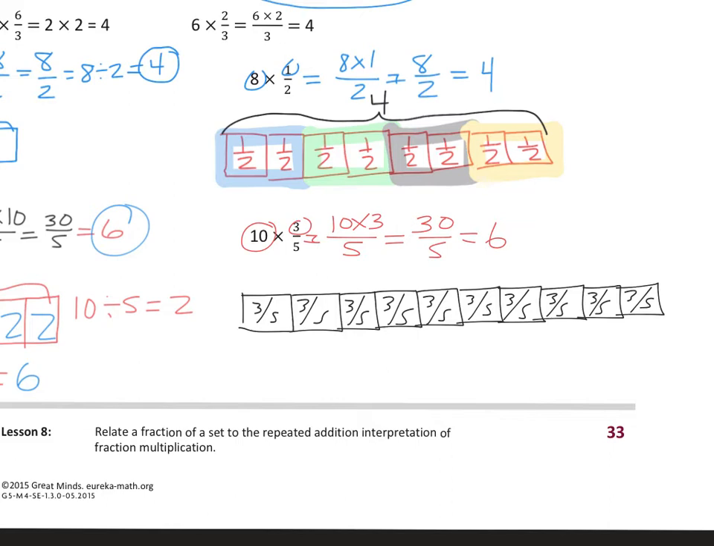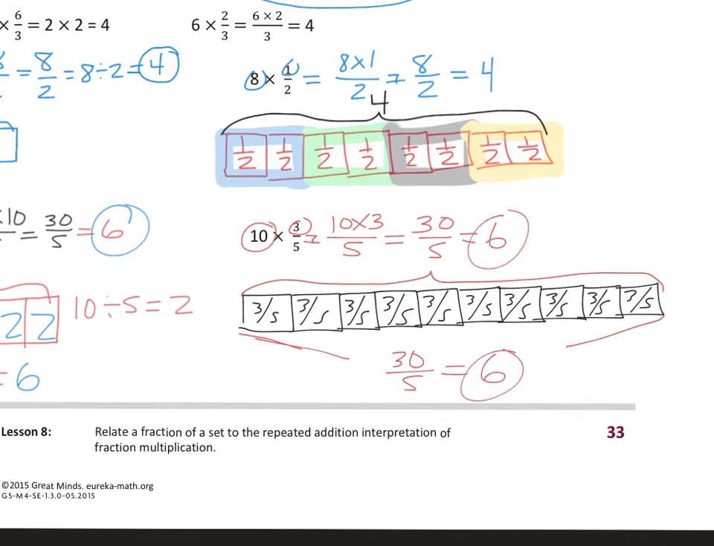So if I were to add all of these up, 3/5 plus 3/5 plus 3/5 plus 3/5 plus 3/5, 10 times, I would get 30 over 5. Let's say these, I'll write my number on the bottom. These 10 boxes would be 30 over 5, which also means 30 divided by 5, which is 6, which matches that.